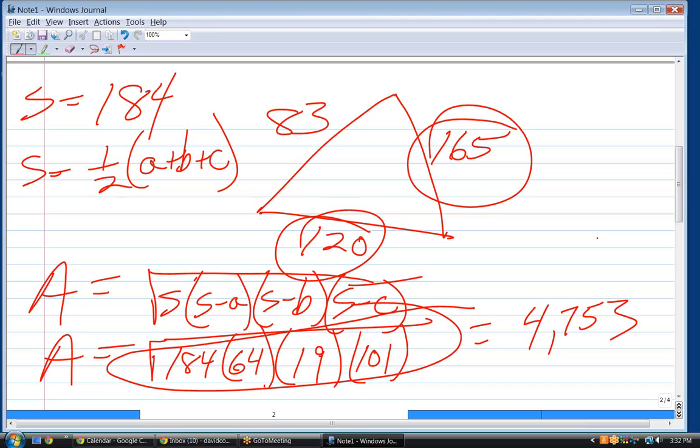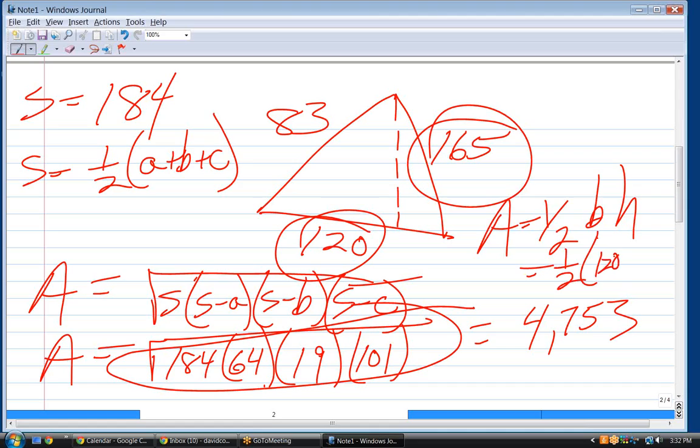Now let's ballpark that. Let's make sure that we're in the proper region. In other words, are we off by a factor of 10 or not? Well, I know that the area of a triangle is 1/2 base times height, and I know the base is 120, and I can guess the height. Let's guess the height of 100. Well, 50 times 120 is 6,000, so we are in the ballpark.